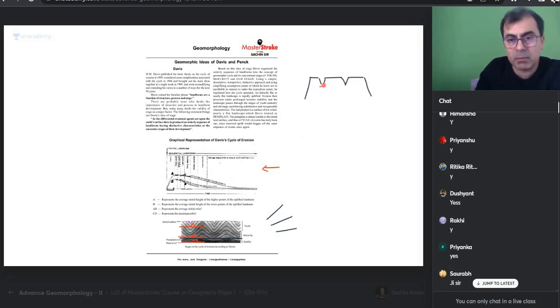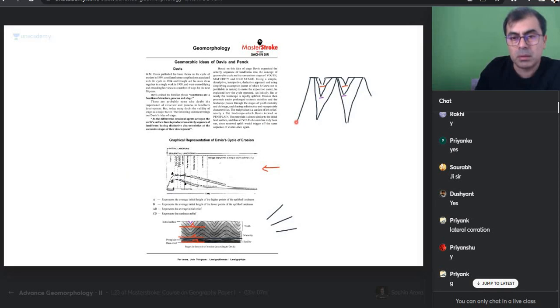Top of the valley, bottom of the valley. After that, what will happen? Further deepening will happen. Can I say top of the valley remains the same? Third one. Third one is this. So the top remains same.